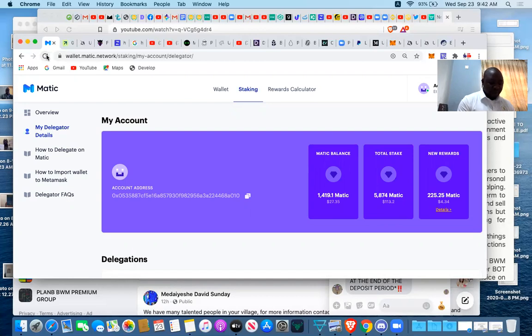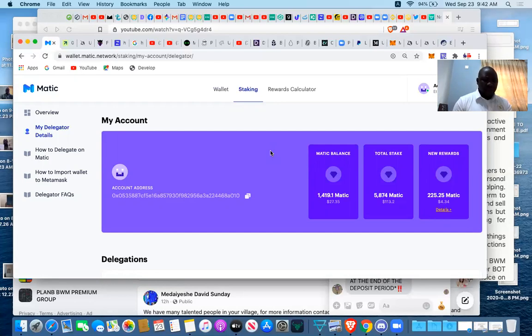I think it's only on Matic.network, and I think it's only on MetaMask. MetaMask is a very great tool that anyone who is serious in cryptocurrency should not play around with. What I'm saying is that it has helped a lot. MetaMask gives you a lot of decentralization, so then you can enjoy good stuff there.